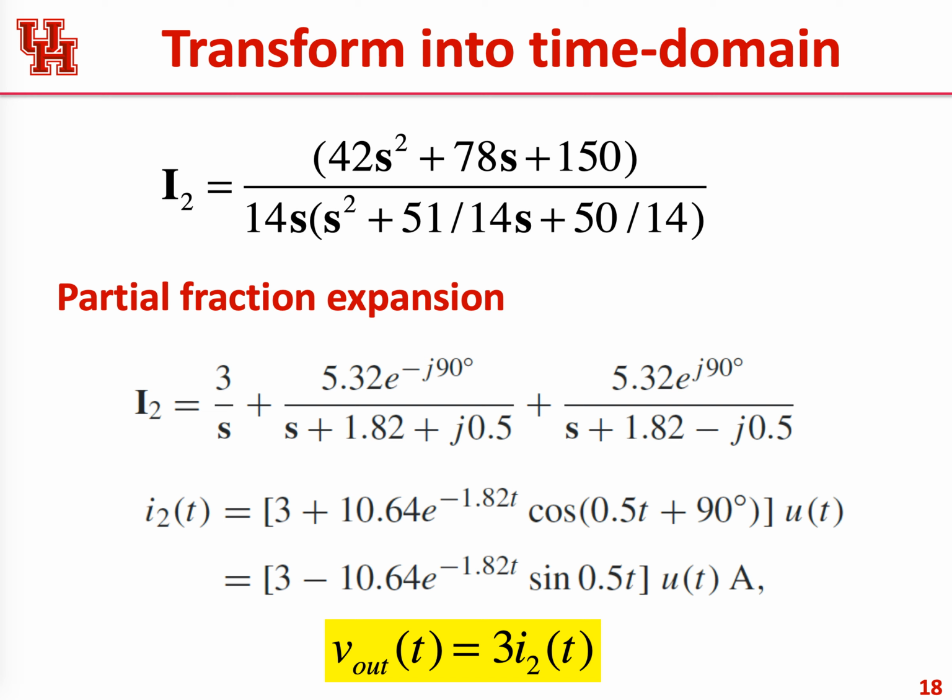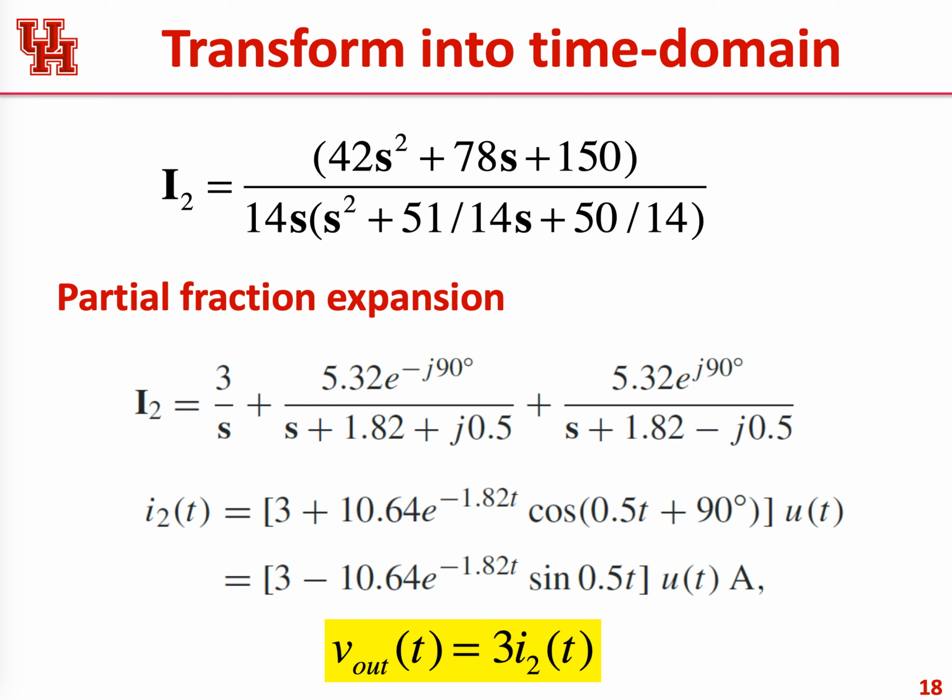minus j 0.5. So if we plug in these roots, I'm going to get a term of the form a2 divided by s plus 1.82 plus j 0.5, plus a3 times 1 over s plus 1.82 minus j 0.5.